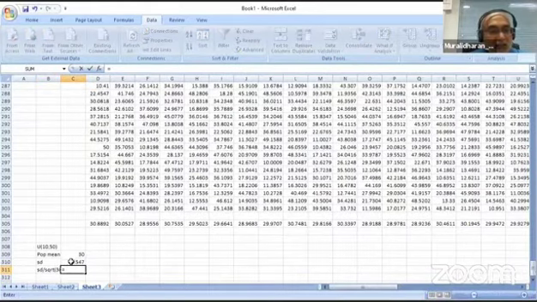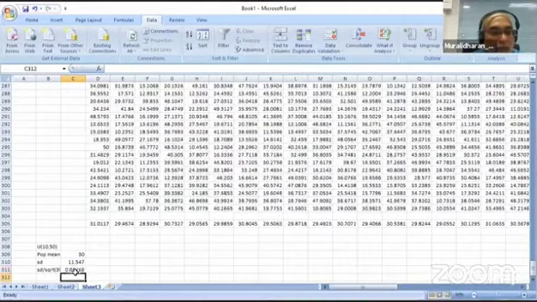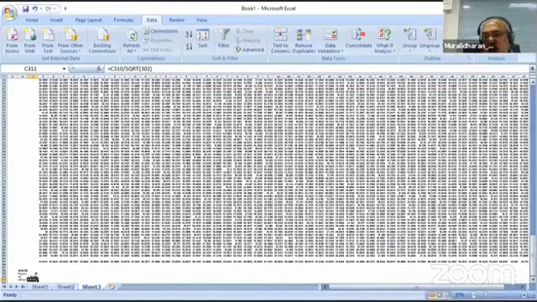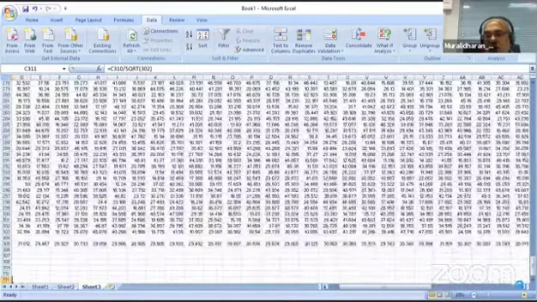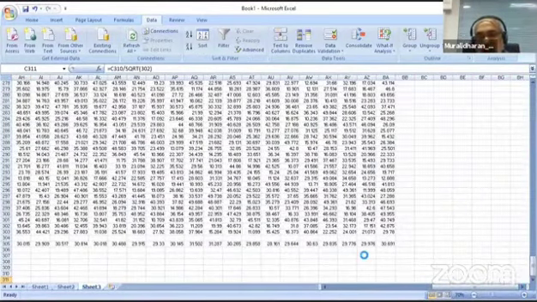Sigma is here, 11 point this, divided by square root of 302. So this is the standard error. Okay, square root of 302, about 17.3. I hope it is correct. Okay, let me now compute the sample related statistics. Let us compute the sample related, quickly, I will try here.